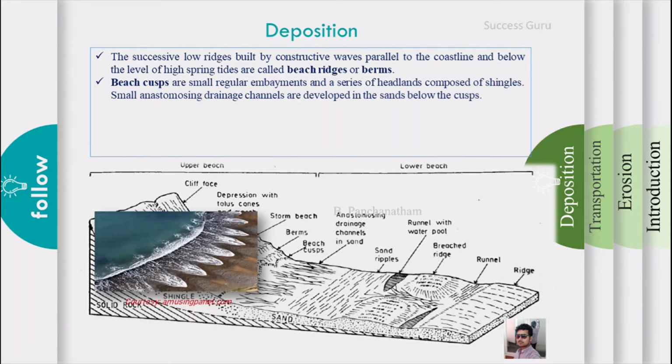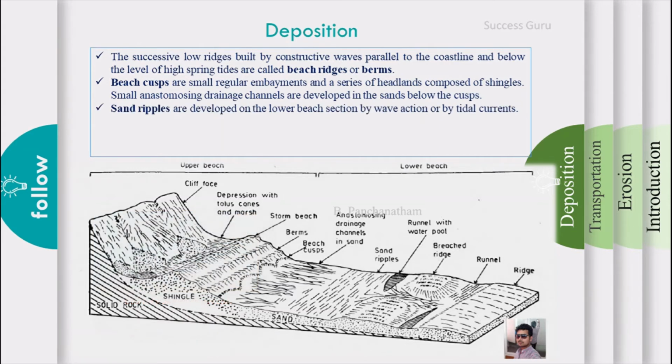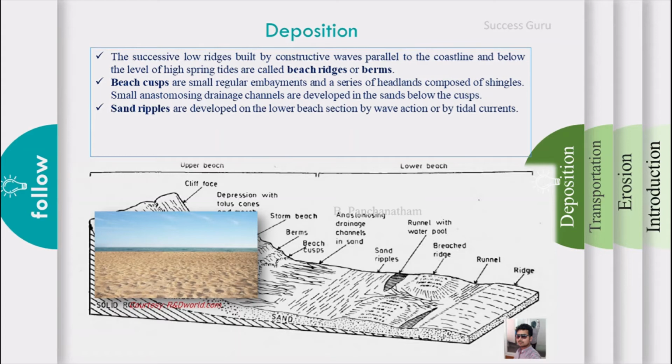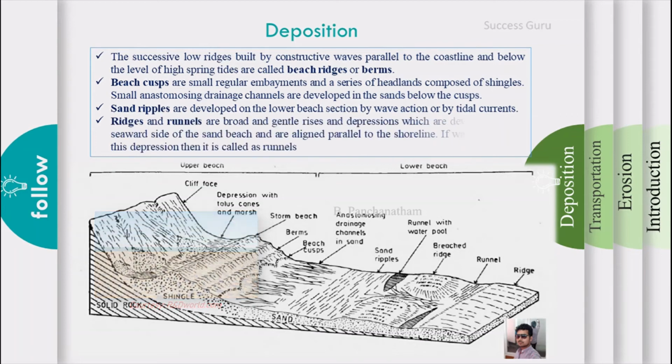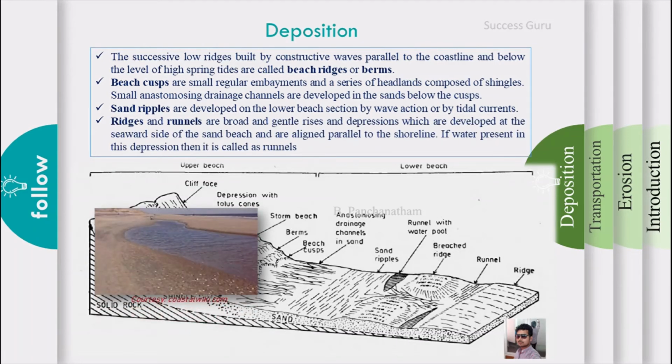The beach cusps are small regular embayments and a series of headlands composed of shingles. Small anastomosing drainage channels are developed in the sand below the cusp. The sand ripples are developed on the lower beach section by wave action or by tidal currents. The ridges and runnels are broad and gentle rises and depressions which are developed on the seaward side of the sand beach and are aligned parallel to the shoreline. And if there is the presence of water in them, then they are called runnels.